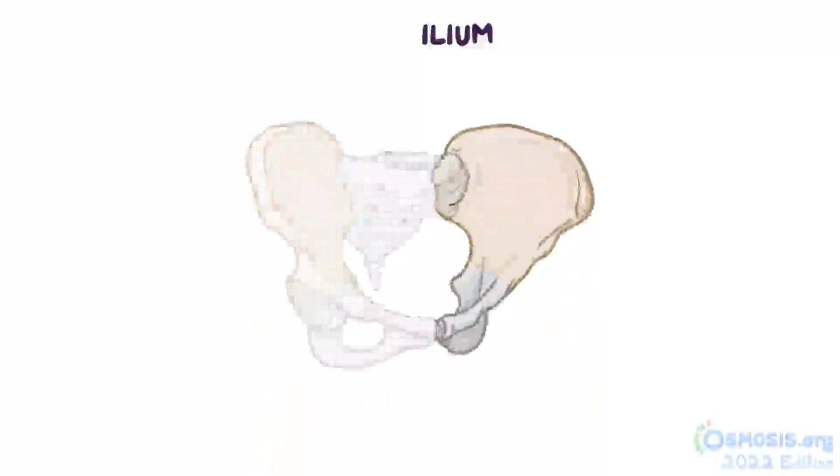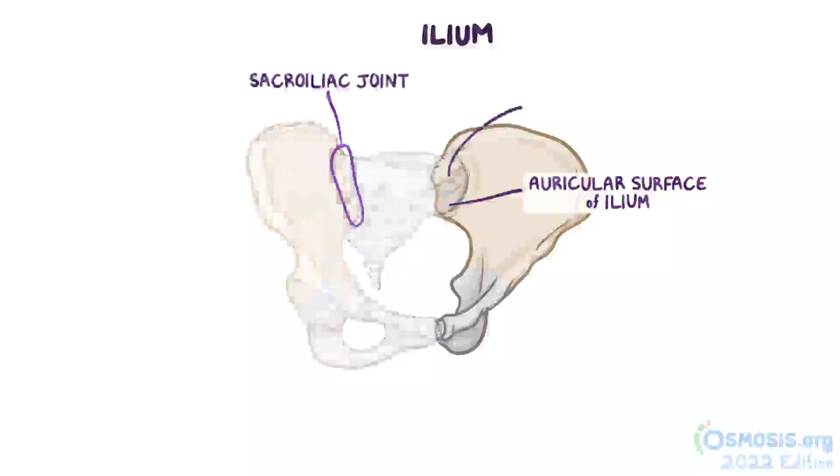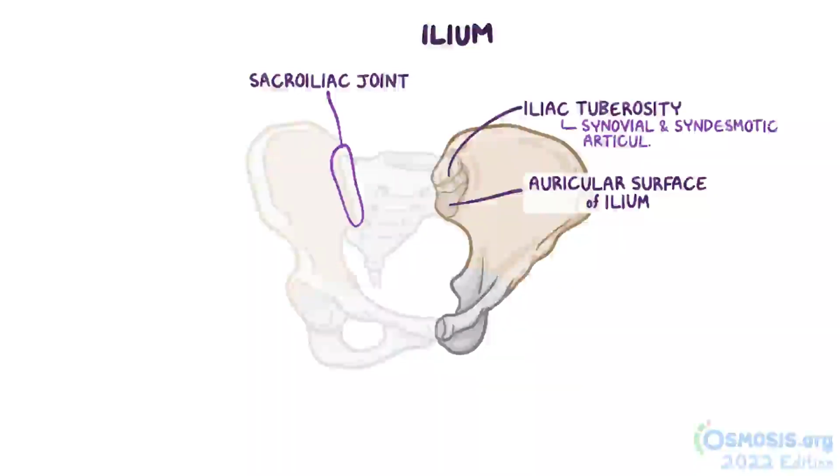From a posteromedial view, we can see the auricular surface of the ilium. Right and left auricular surfaces of both ilia articulate with the sacrum, forming two sacroiliac joints. Above the auricular surface, there's an even rougher bit of bone called the iliac tuberosity, which has synovial and syndesmotic articulation with the reciprocal surface of the sacrum.